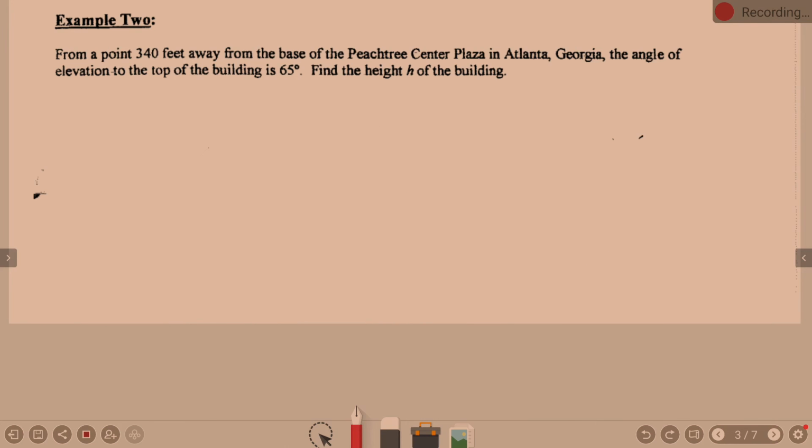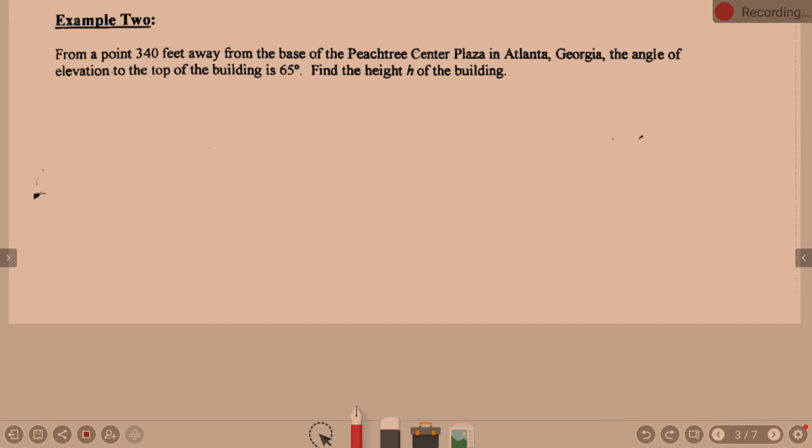Okay, so final example. From a point 340 feet away from the base of the Peachtree Center Plaza in Atlanta, Georgia, the angle of elevation to the top of the building is 65 degrees. Find the height h of the building. So very typical trig word problem.